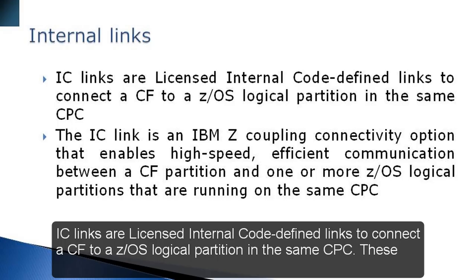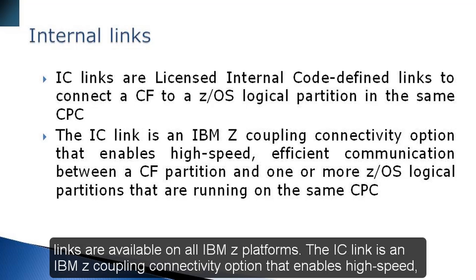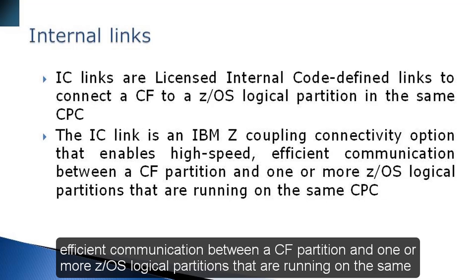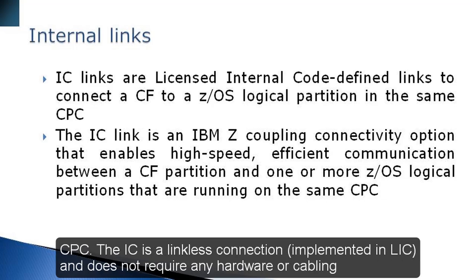IC links are licensed internal code-defined links to connect a CF to a z/OS logical partition in the same CPC. These links are available on all IBM Z platforms. The IC link is an IBM Z coupling connectivity option that enables high speed, efficient communication between a CF partition and one or more z/OS logical partitions that are running on the same CPC. The IC is a linkless connection implemented in LIC and does not require any hardware or cabling.